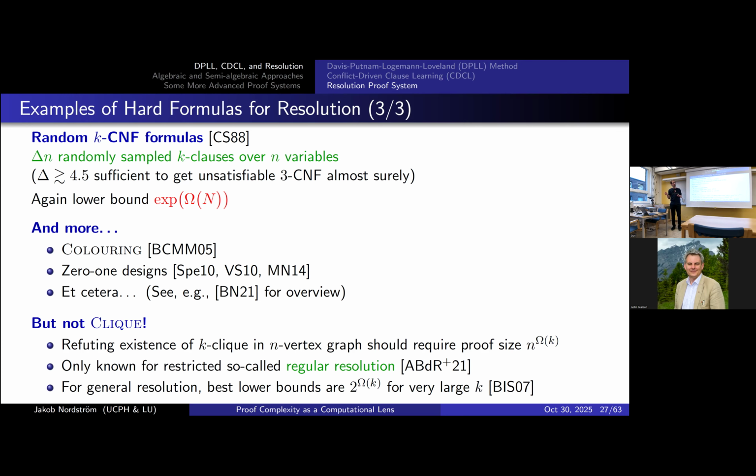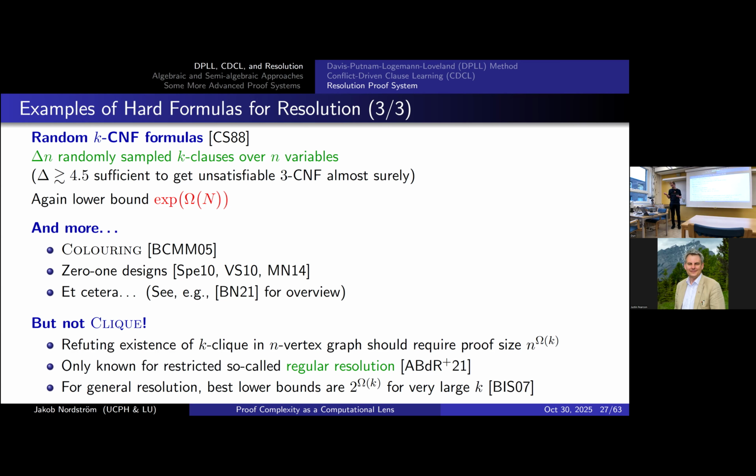Interestingly, for the clique problem, there are strong reasons to believe that any algorithm should require, in the worst case, n to the k, or n to the omega of k. We do not know this bound for resolution. This is a big open problem. We do know this lower bound for regular resolution, which is resolution with a restriction that I won't go into. But regular resolution we know is exponentially weaker than full resolution. For general resolution, the best bounds we have are for very large cliques. We get a 2 to the k lower bound, but not an n to the k lower bound. And again, for small cliques, we don't have anything.